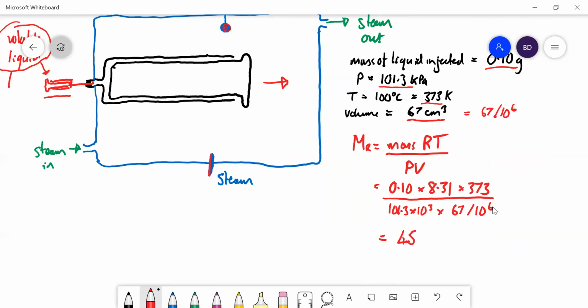The answer is 46.67, so as I say, the Mr is about 46. That volatile liquid could be ethanol, which has an Mr of 46. So those are a couple of ways in which you can use the ideal gas equation for useful purposes.